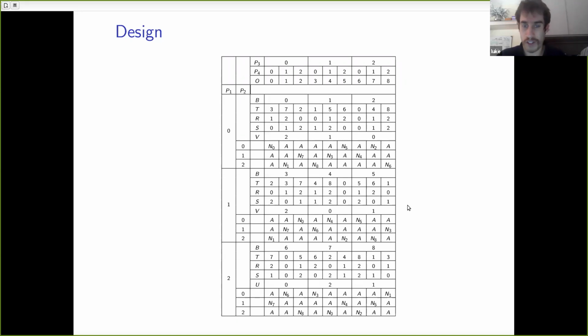This design was optimized using OD, shout out to David Butler. And it's such that the levels of root, supernodes, and order within the supernodal treatment are all orthogonal to each other.